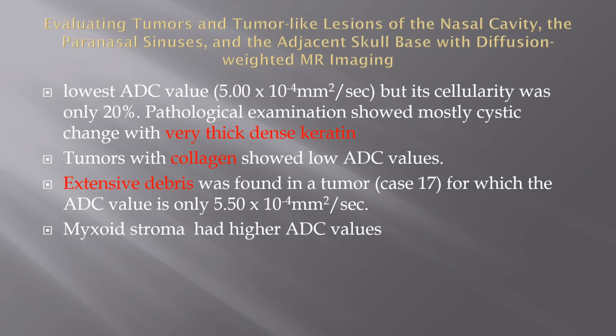Often, areas of necrosis have elevated ADC values, but if you have an area of necrosis that has extensive cellular debris and/or hemorrhage products, blood products, you can get restricted diffusion. And then lesions with myxoid stroma, because that myxoid stroma is quite watery, actually had higher ADC values.